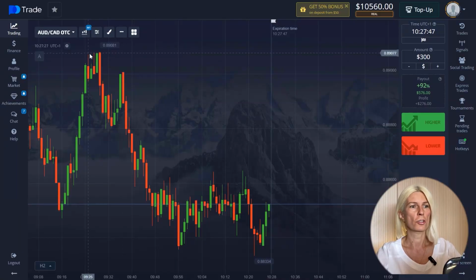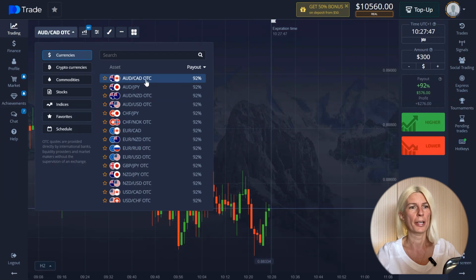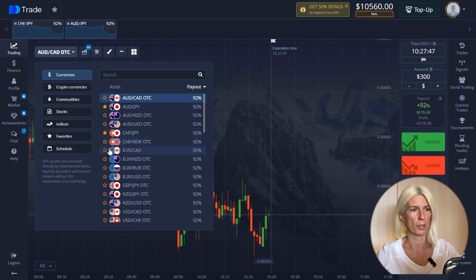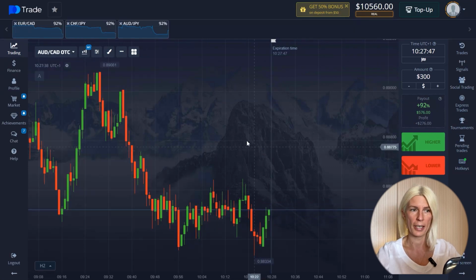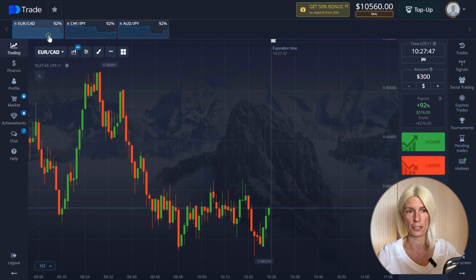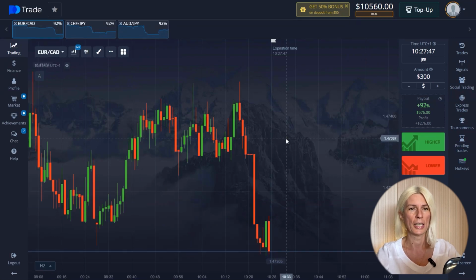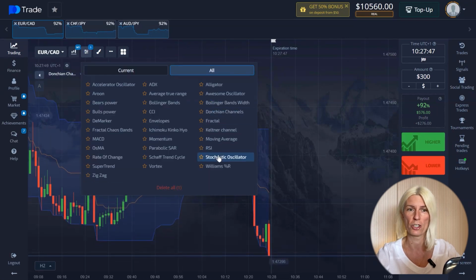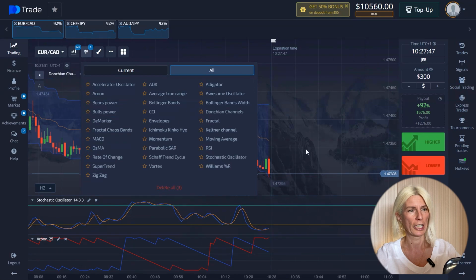We see the price chart of a non-exchange currency pair, but I want to trade on exchange currency pairs. So I choose them from the list of the available ones. Between these three assets, I will choose the Euro-Canadian dollar currency pair and I will add it to my chart. I can't do without technical indicators, so I'll connect the Donchian channel, the stochastic oscillator and the Aroon indicator.